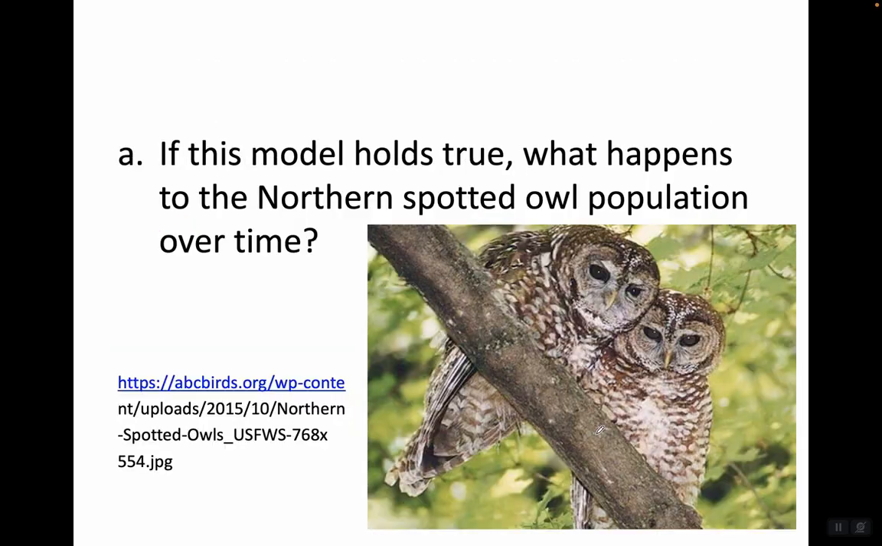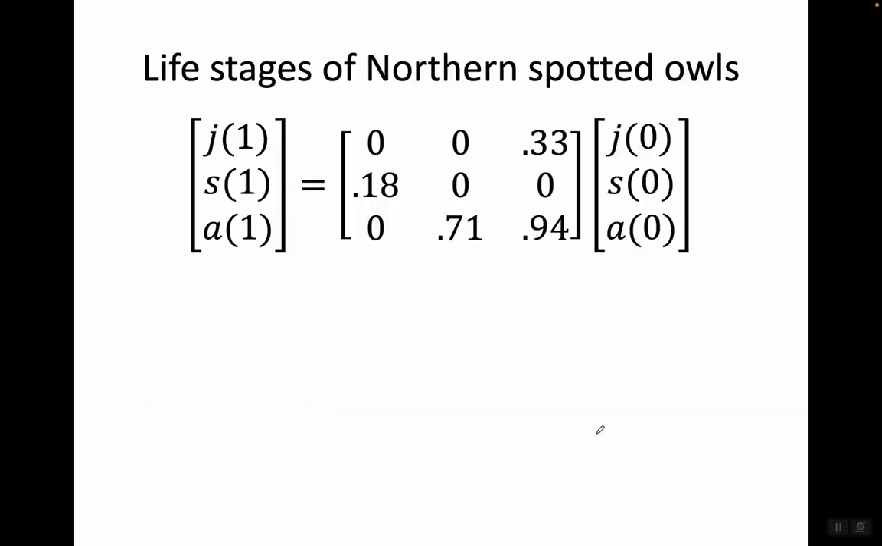If this model holds true, what happens to the northern spotted owl population over time? Again, this is what happens in year 1. So we start with this in year 0. Whatever these numbers are, this is what we have in year 1. In year 2, we would just have this matrix times what we had in year 1.